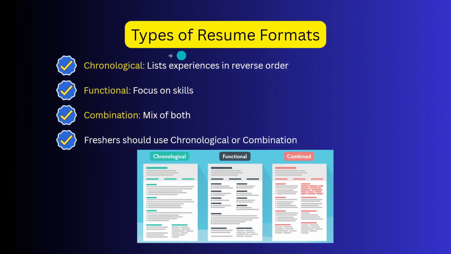Now let's see the types of resume formats. Chronological lists experiences in reverse order. Functional resume focuses on skills. Combination CV is a mix of both, like chronological and functional combined. So which CV will freshers create? Freshers should use a chronological or combination CV.